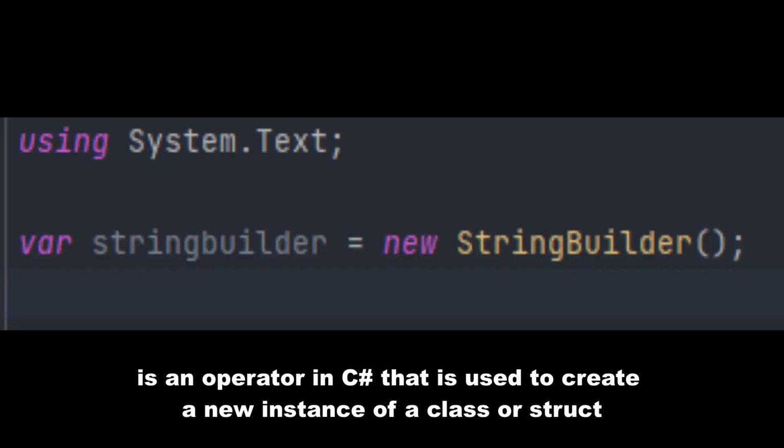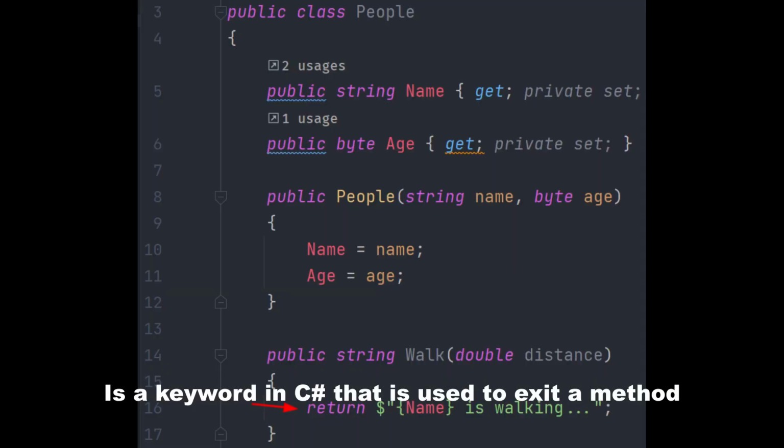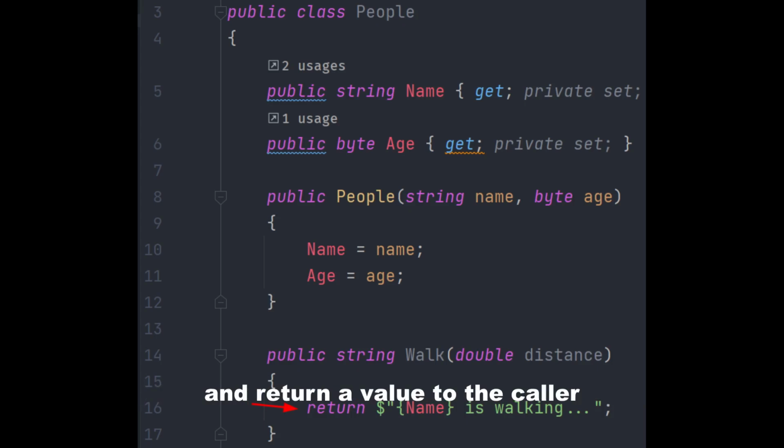New is an operator in C# that is used to create a new instance of a class or struct. New. Again, new. Return is a keyword in C# that is used to exit a method and return a value to the caller. Return.